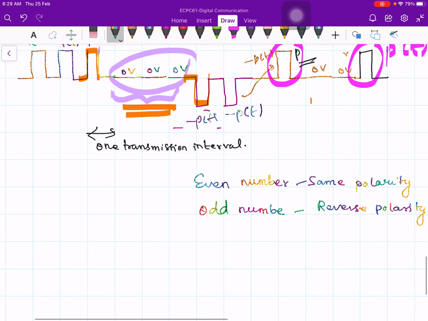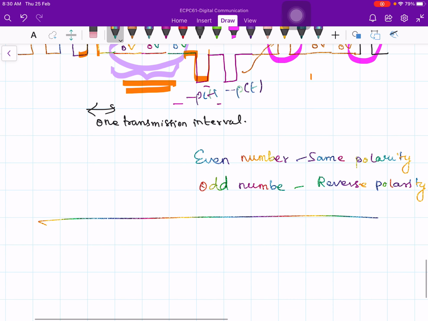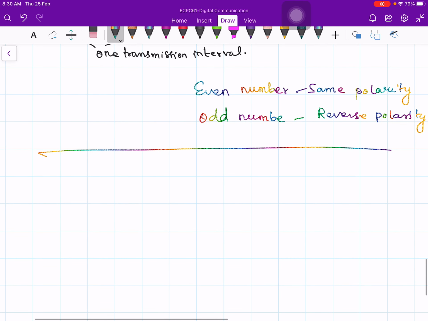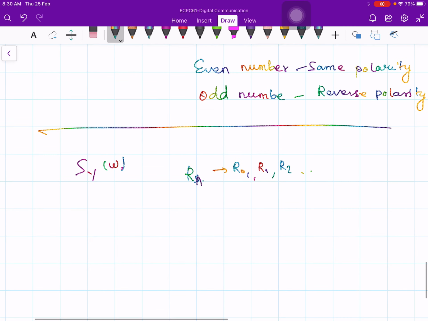Now let us look at the power spectrum of such a scheme. So let's do the computation of output power spectrum, that is S y of omega. Now if you remember the steps required to compute the RAMs coefficients, we need to calculate R0, R1, R2 and so on. So let us do it.